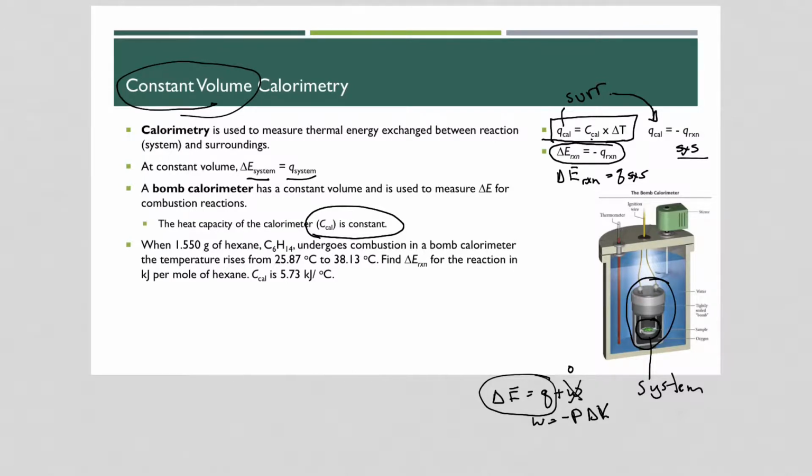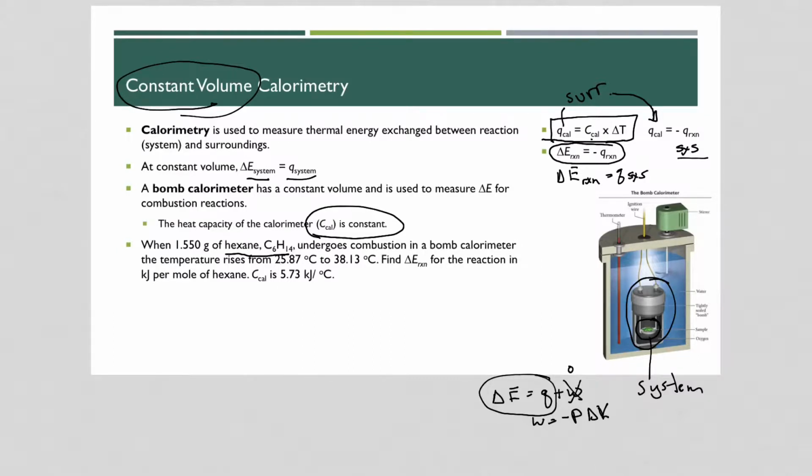So we have 1.550 grams of hexane, and we want to undergo a combustion in a calorimeter. The temperature changes from 25.87 to 38.13, and we want to find the delta E of the reaction. Okay, so as with a lot of calorimetry problems, we cannot do the reaction directly, right?